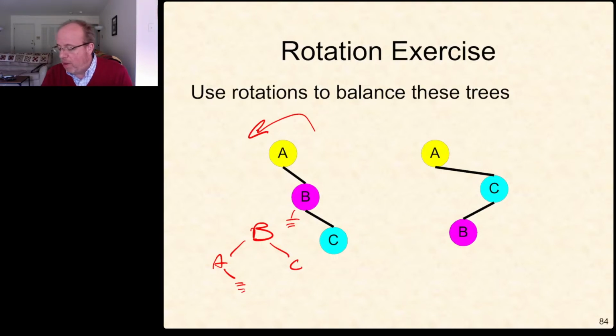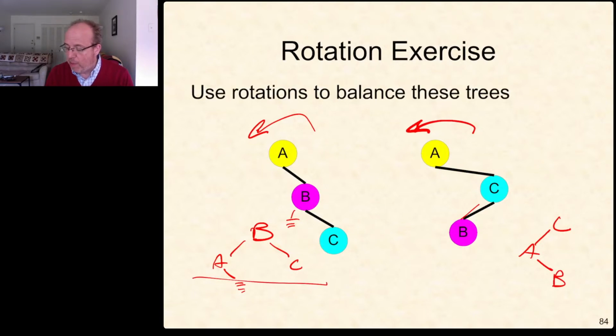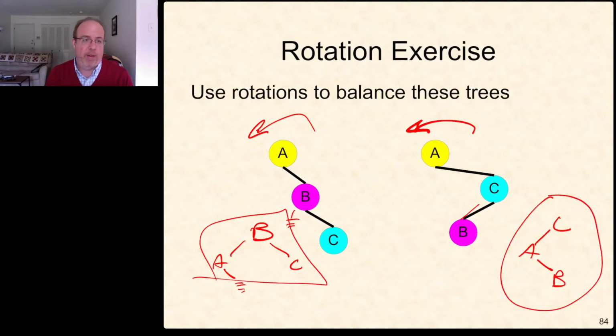Okay, we could try and do the same thing here. If we were going to rotate to the left, well, C becomes the new node. C's right subtree is B, so B becomes the new left subtree of A. Now this works because this is balanced. This really doesn't help us.